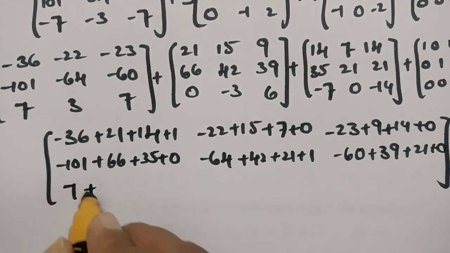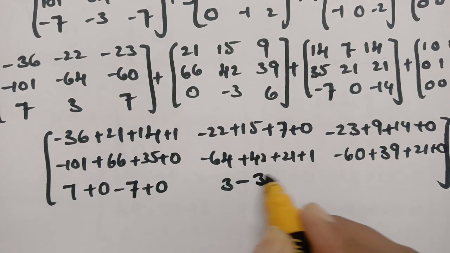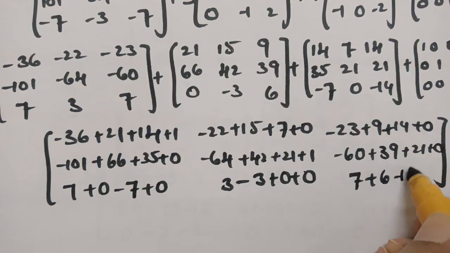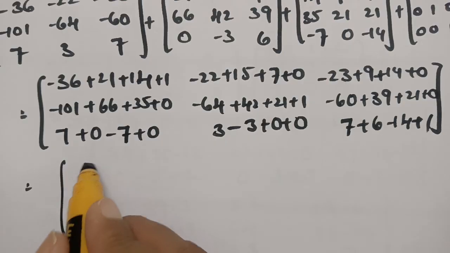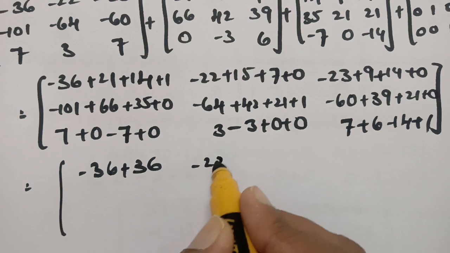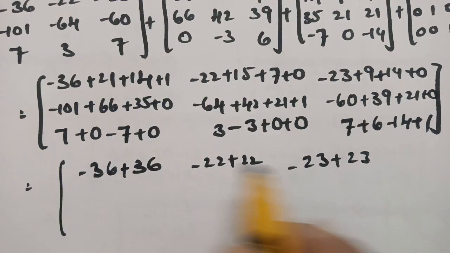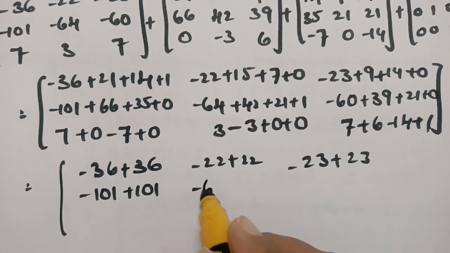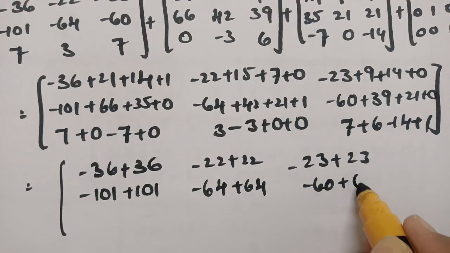So this is going to become 7 plus 0 minus 7 plus 0. So this is 3 minus 3 plus 0 plus 0. So this is 7 plus 6 minus 14 plus 1. So here, this is minus 36. If I add all these, this will be plus 36. This is minus 22 plus 22. So here, this will be minus 23 plus 23. So this is minus 101 plus 101. So this is minus 64 plus 64. So this is minus 60 plus 60.